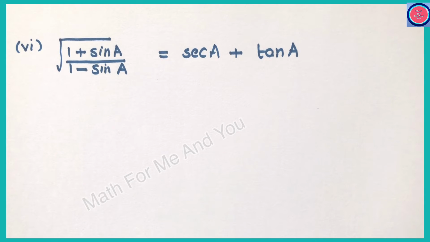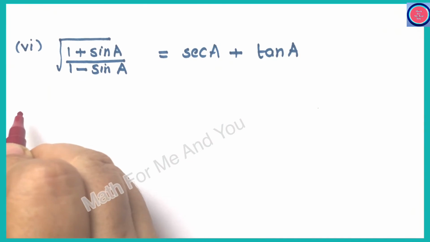Part 6. Prove the identity: square root of 1 plus sin A divided by 1 minus sin A is equal to sec A plus tan A. Same like previous questions, here also we could start with LHS. Write LHS again and prove that we are getting the other side.